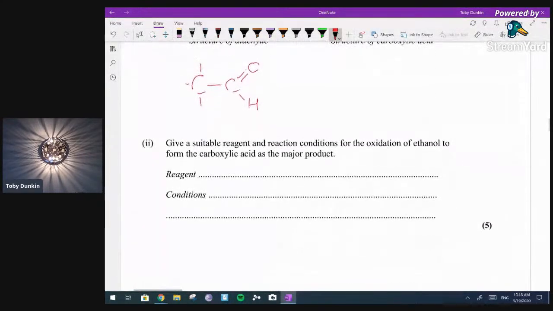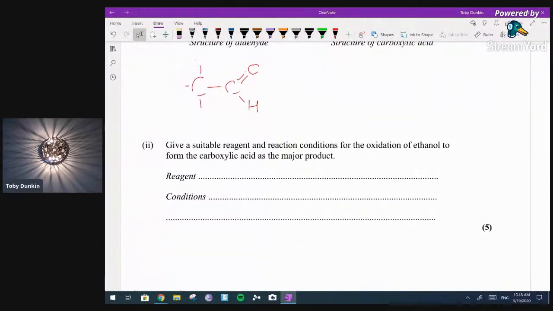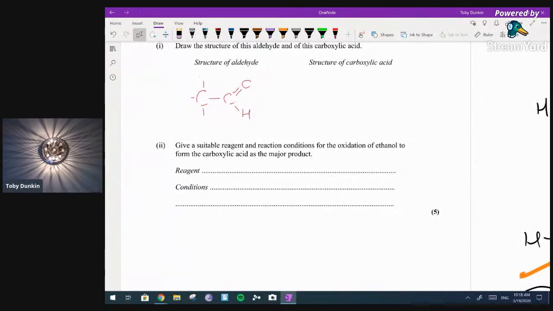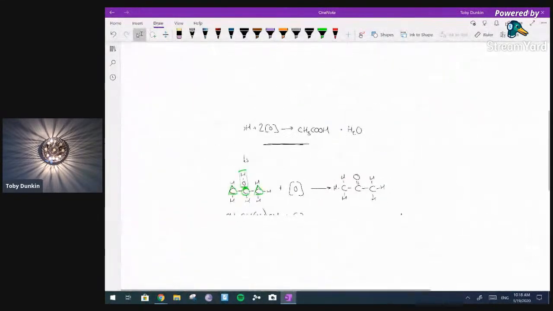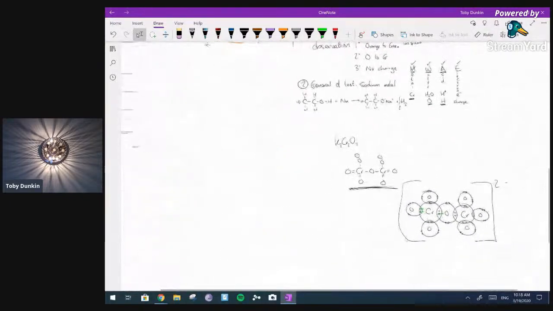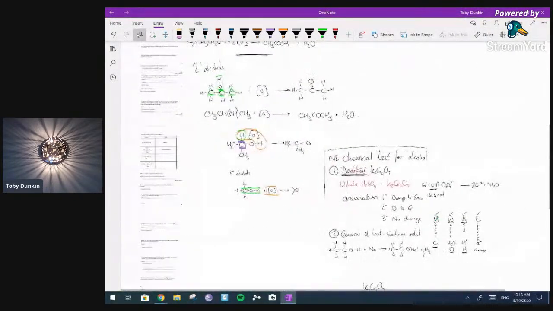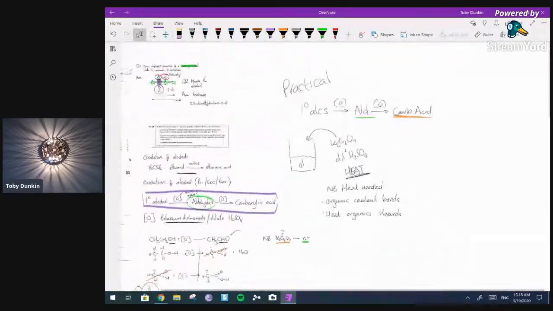Carboxylic acid. Give a suitable reagent and reagent conditions for the oxidation of ethanol to the carboxylic acid. So this is now to do with the practical setup. Because we realize that primary alcohols can do this two-step process. What that means is we need to be able to consider where's the practical setup at the top, right?